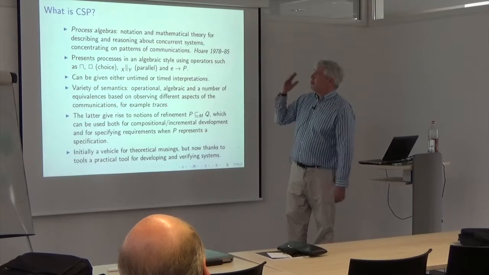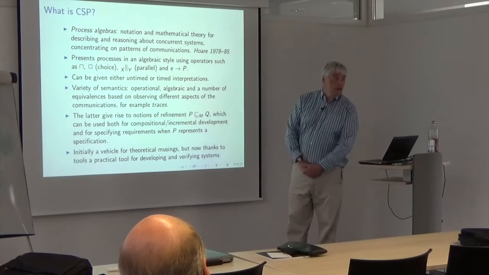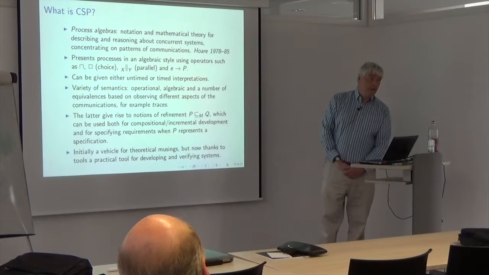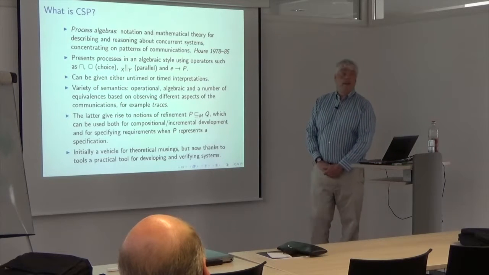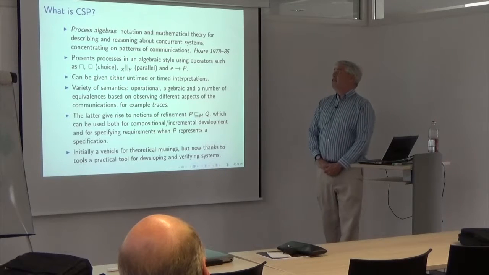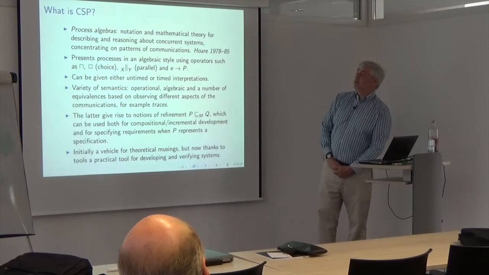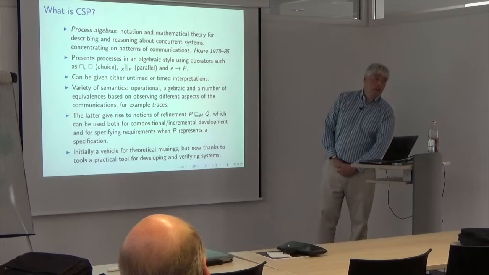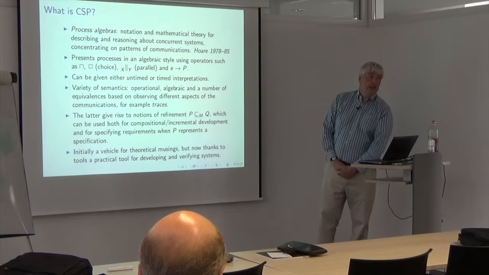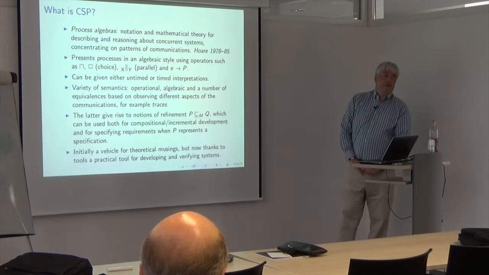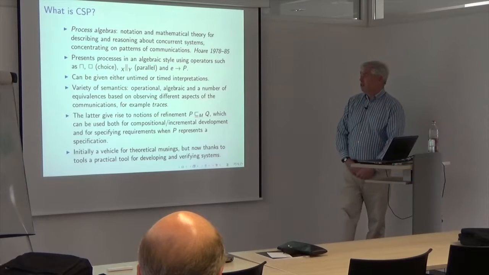CSP is also a mathematical theory for reasoning about concurrent systems. It allows us to prove that they have certain properties, or perhaps disprove that they have certain properties under various assumptions. CSP can be given either an untimed semantics, in which you simply look at the order in which actions happen rather than the exact times, and correspondingly it can be given an exact time interpretation. For the purposes of this talk today, I'm going to be concentrating almost exclusively, or perhaps exclusively, on the untimed view of the world.